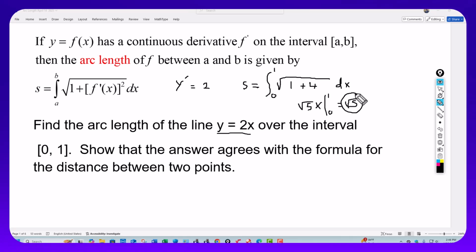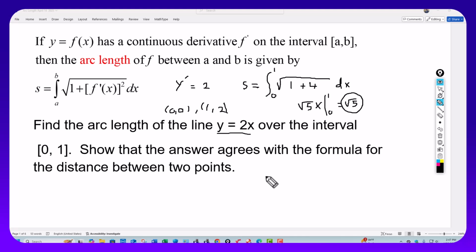And since we're measuring length, this will be linear units. So square root of 5 linear units. Now let's check it. This is to show that the answer agrees with the formula for the distance between 2 points. Well, at 0, replace the x by 0 in the given function, y equals 2x, we get 0. Replace the x by 1, and we get 2.